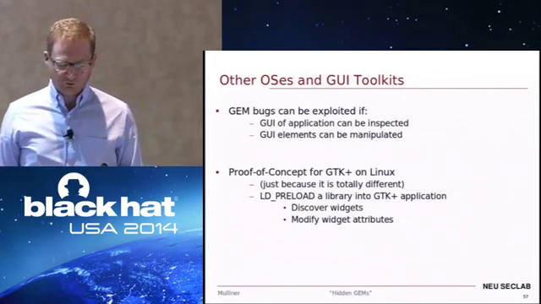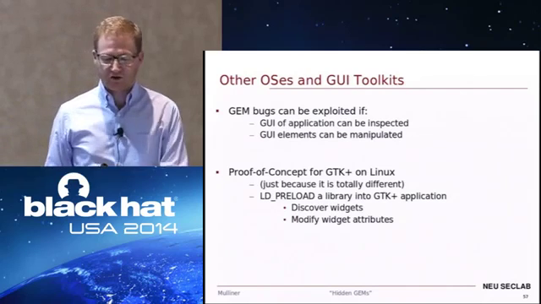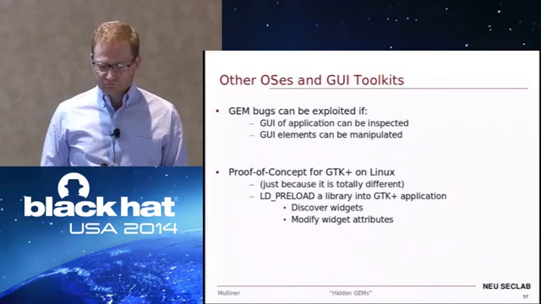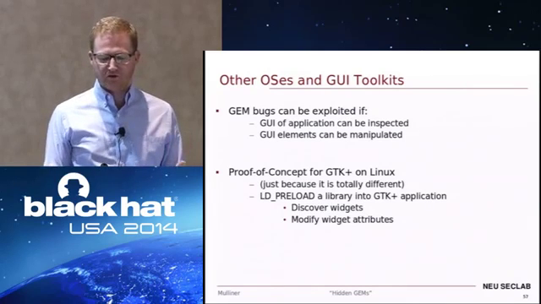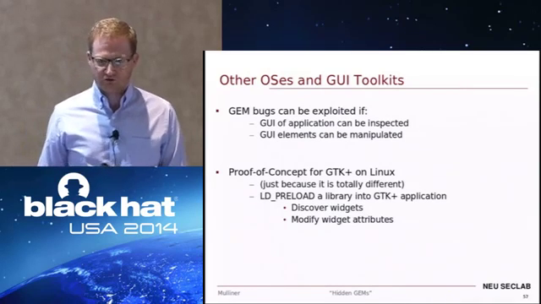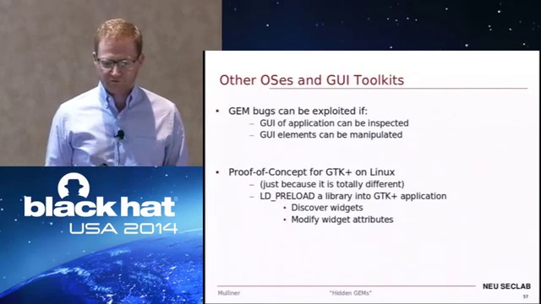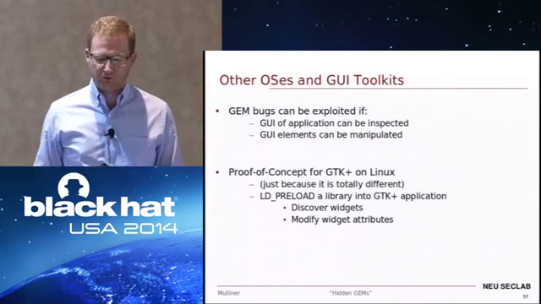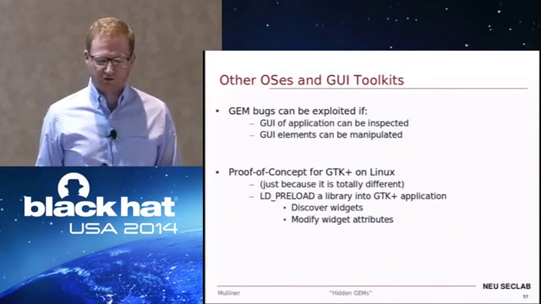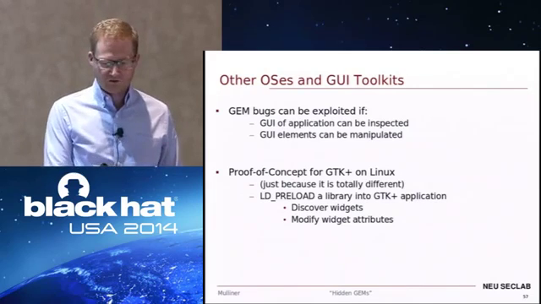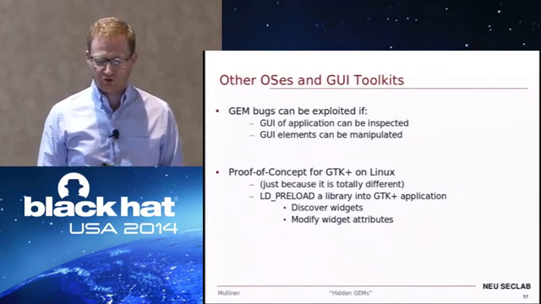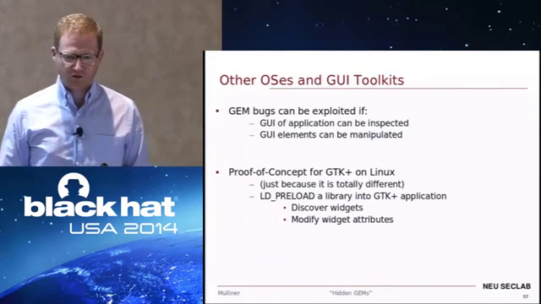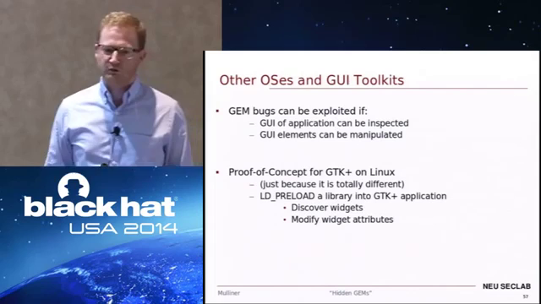Basically, there are 2 basic things you need to be able to have GEM bugs or exploit them. It basically means you must be able to inspect the UI of another application while it's running, and you must be able to manipulate those UI elements. If a UI framework supports this feature, you basically can exploit GEM vulnerabilities. And I built a very small proof of concept for GTK Plus on Linux just because it's so completely different.